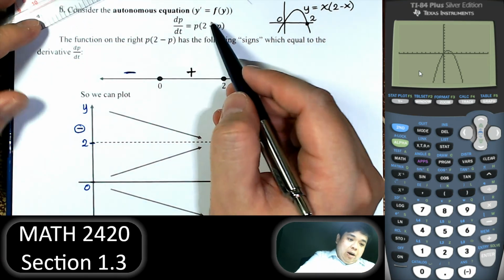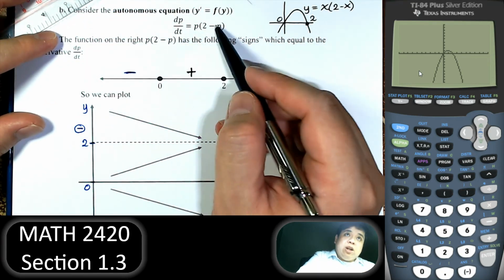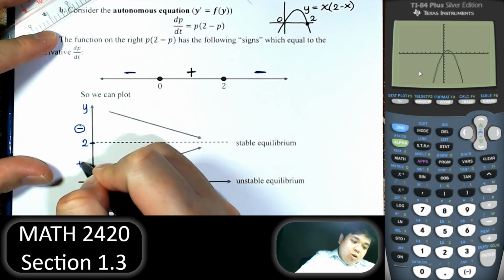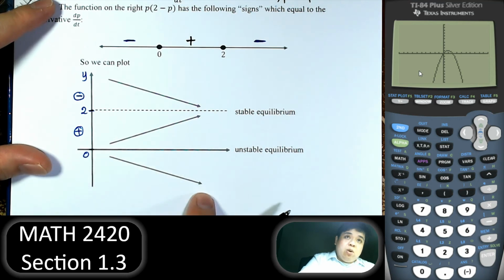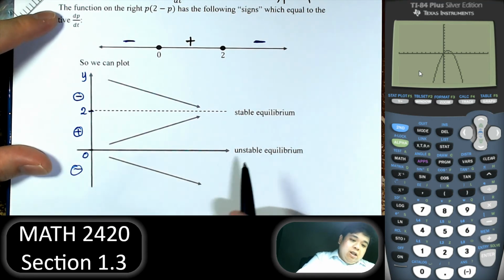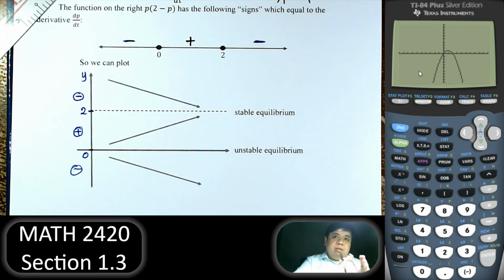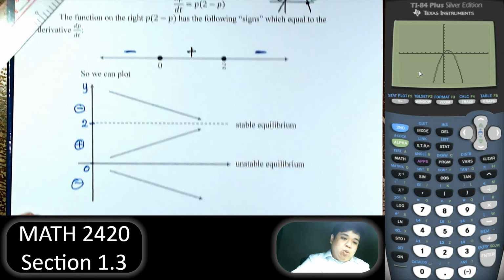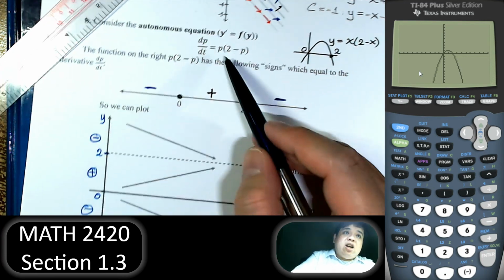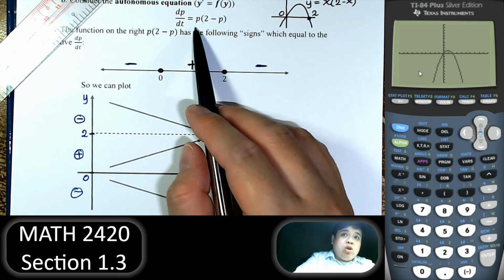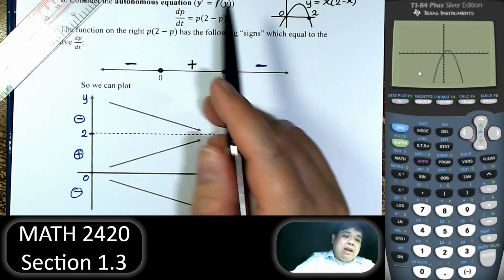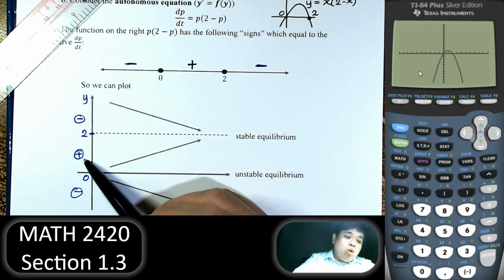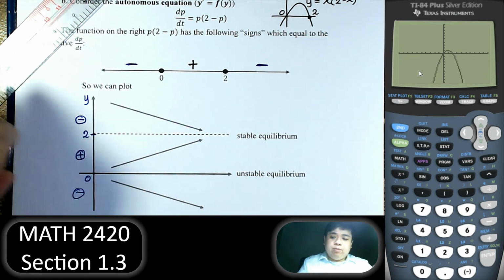Because we have the slope equal to that function. If the slope is positive it's going up, and when less than 0 it's going down. So we look at the right hand side to see where the function is positive, where the function is negative, and then the slope equals that. If it's positive it goes up, if it's negative it goes down.